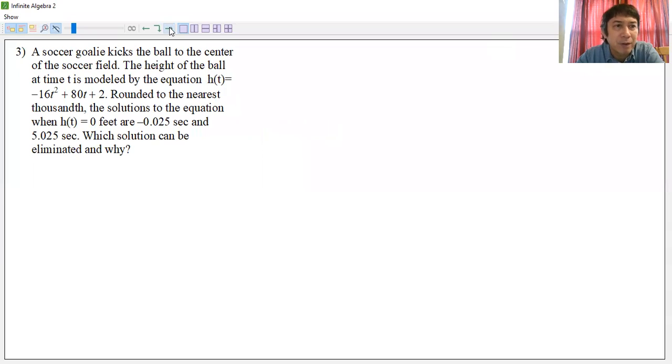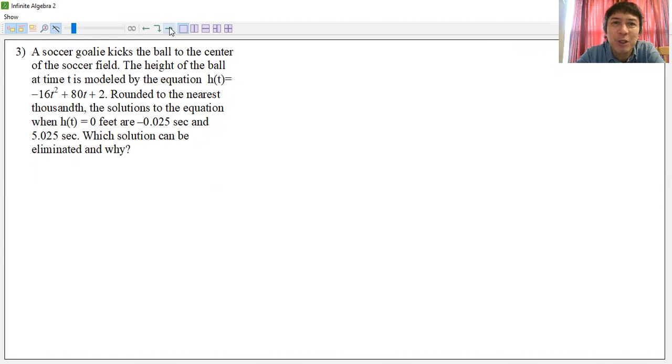Okay, here's the third. A soccer goalie kicks the ball to the center of the soccer field. The height of the ball at time t is modeled by the equation h of t equals negative 16t squared plus 8t times t plus 2. Rounded to the nearest thousandth, the solutions to the equation when h of t equals 0 are negative 0.025 seconds and 5.025 seconds. So these are the solutions for the quadratic equation. Which solution can be eliminated and why?